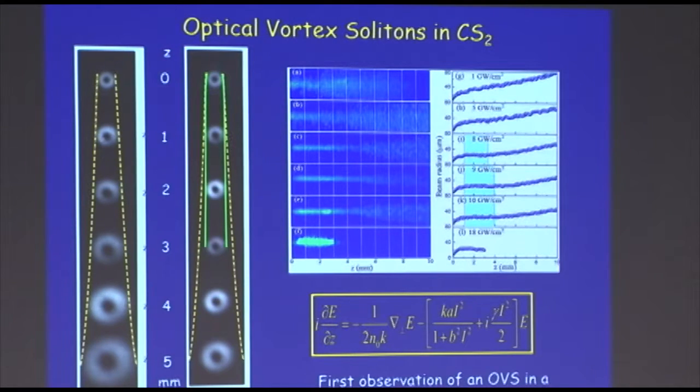And here are the results. The results that I'm showing are with samples of different thickness. Z equal to 0 is the beam focused at the entrance face of the cell. And then we use a cell with 1 millimeter, 2, 3, 4, 5 millimeters. The results in here correspond to 1 gigawatt per square centimeter. We cannot observe solitons. You see here that the beam becomes larger as it propagates for a long distance. However, for larger intensity, 9 gigawatts per square centimeter, we can observe this soliton stable up to 3 millimeters. So it's a vortex soliton stable, propagating for 3 millimeters.